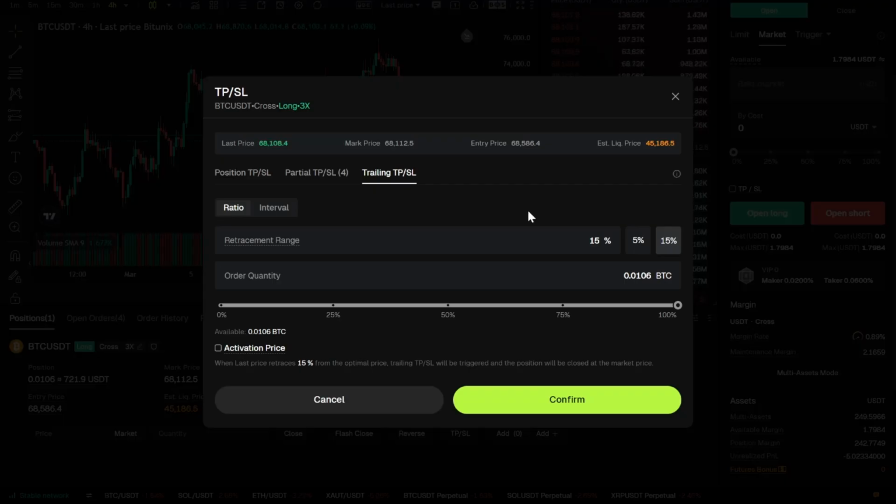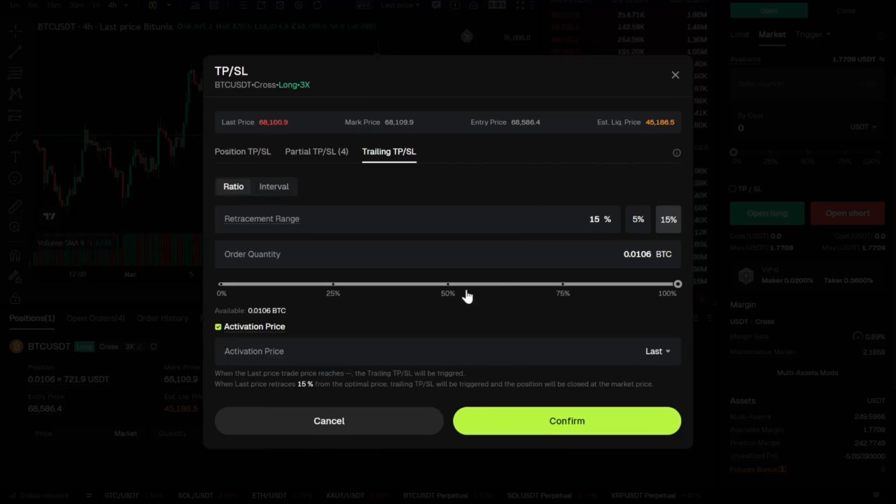If you want to be even more exact, you can set an activation price. This will be the price at which your trailing take profit / stop loss will activate. So again, if Bitcoin's at 50,000, but you don't want it to activate yet, once Bitcoin hits 75,000, now your take profit and stop loss is activated on a 15% retracement range. I hope I did a good job of explaining that.